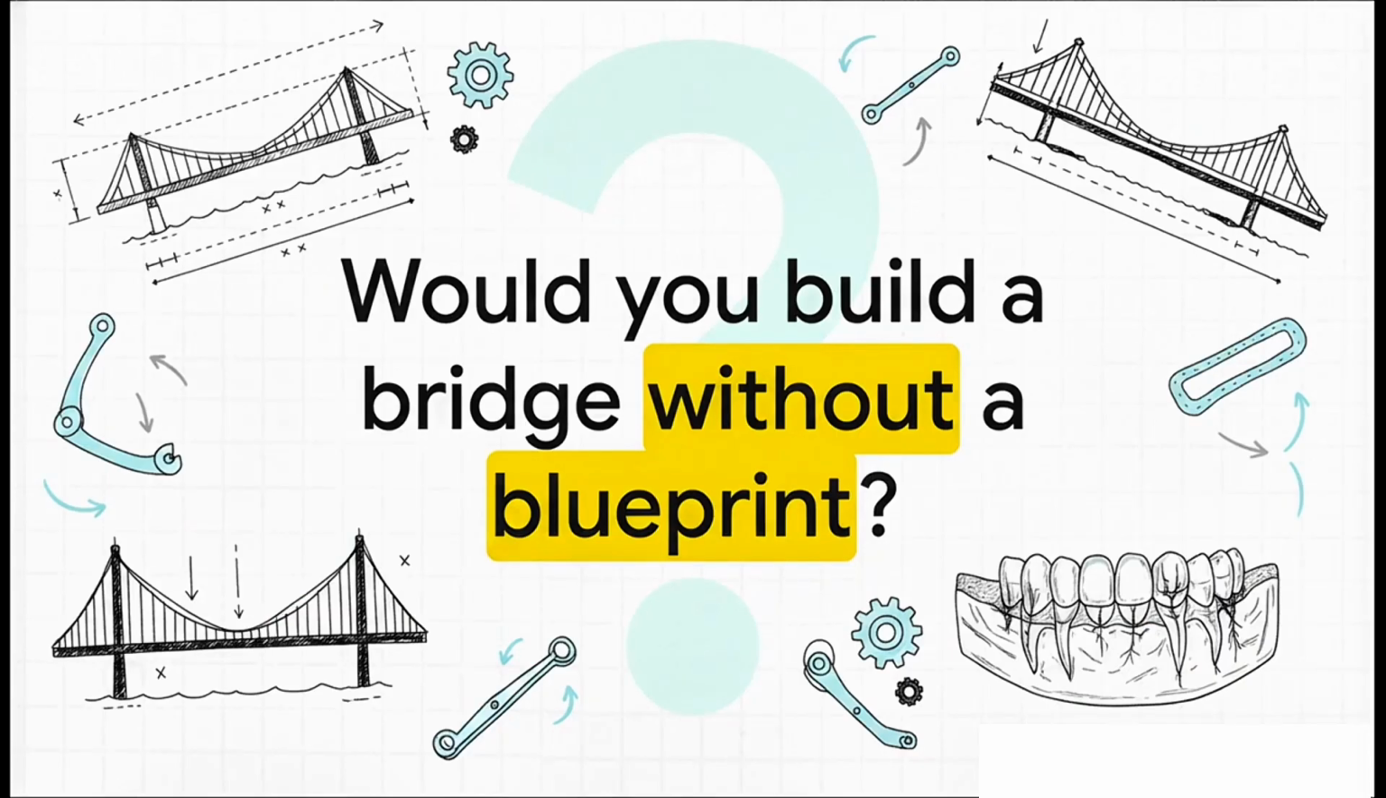Picture it like this. Would you ever willingly drive across a massive suspension bridge that was built without a schematic? Of course not. I mean, you need to know the load-bearing capacities, the exact stress points, all the precise measurements, way before a single piece of steel is even laid down. Well, the human jaw is this incredibly dynamic environment with tremendous forces constantly at play. Replacing teeth requires that exact same level of complex engineering and architectural foresight.